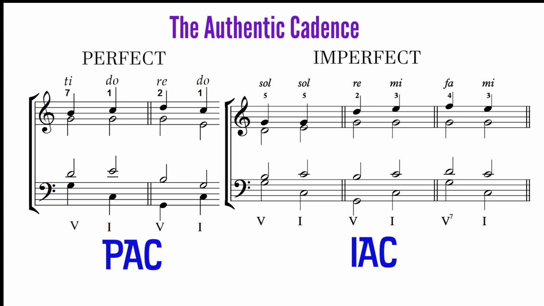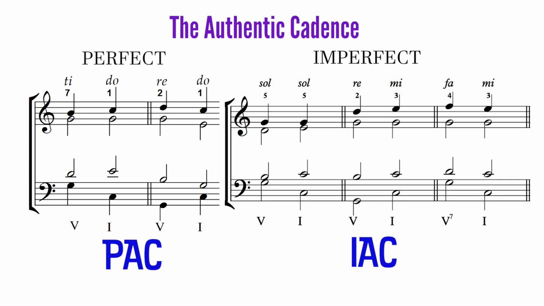We can identify it as a 5-to-1, where the tonic, or first scale degree, is in the uppermost voice. Perfect authentic cadences are applied to melodies where the voice moves by stepwise motion to the tonic, either from above or from the leading tone below. With imperfect authentic cadences, the 5-to-1 ends with either the third or the fifth in the uppermost voice.